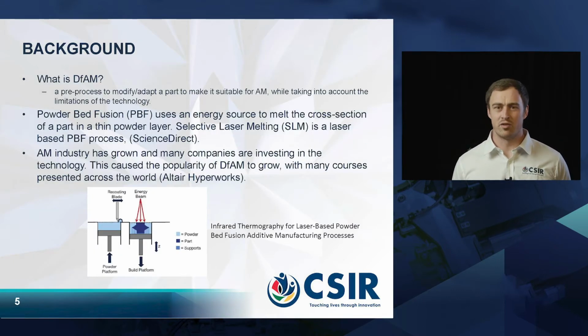So what is design for additive manufacturing? It is a pre-process where a part is modified or adapted to make it more suitable for additive manufacturing while taking into account the limitations of the technology. Powder bed fusion is one of these technologies that uses an energy source to melt the cross-section of a part on a thin metal powder layer. Selective laser melting is a powder bed fusion process and uses a laser as an energy source.